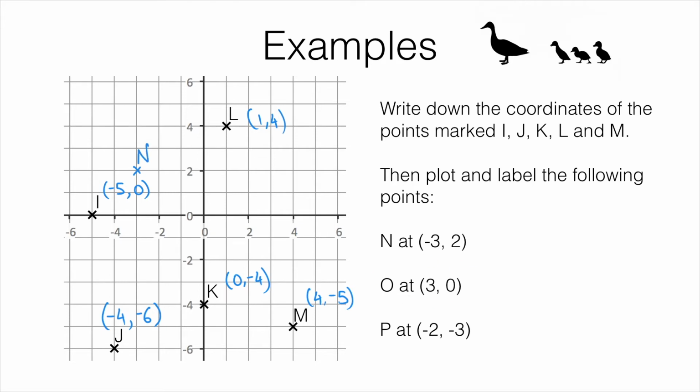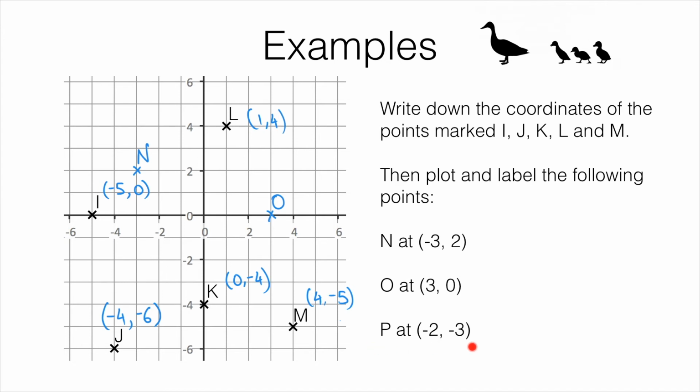O is at 3, 0. So 3 is the x-coordinate. That means we need to go 3 across. +3 means we're going towards the right. And then the 0 tells us we're going 0 squares up. So the point O would be marked there.